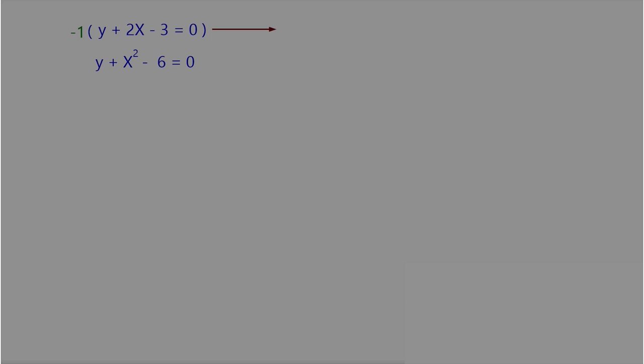-1 times y equals -1y. -1 times 2x gives -2x. -1 times -3 gives +3 because negative times negative gives positive. -1 multiplied by 0 gives 0.